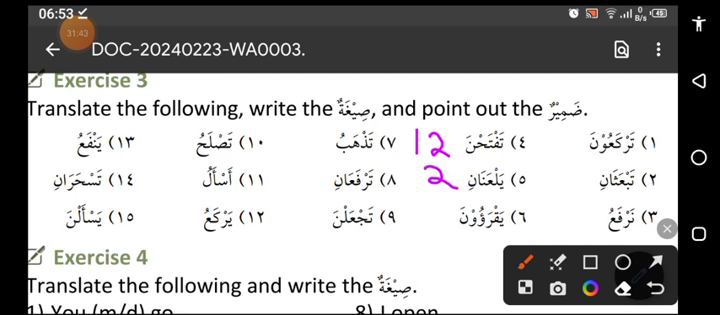Okay, number 6. So we have yaqra'una. Again, a sigha starting with a ya will always have one meaning. So it's from qara'a yaqra'u. Yaqra'u yaqra'ani yaqra'una.